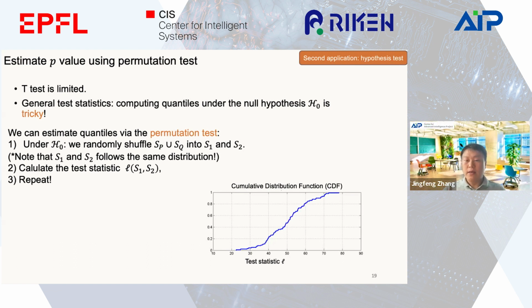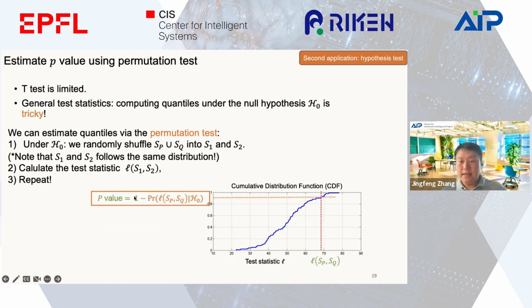We can plot the empirical CDF of this test statistic under the null hypothesis. Finally, we can locate our test statistic of SP and SQ here. 1 minus this value is our calculated p-value of this test statistic.